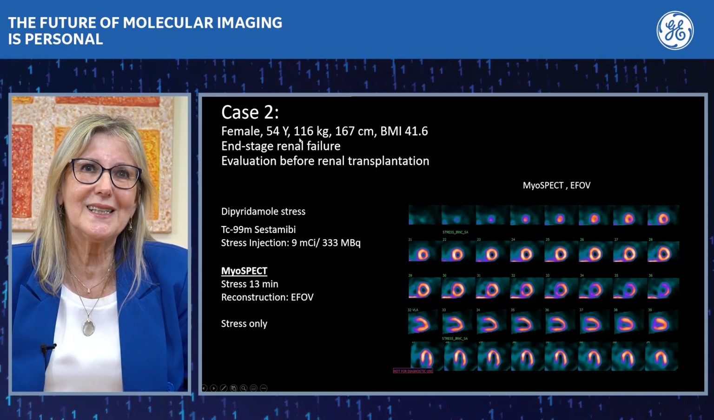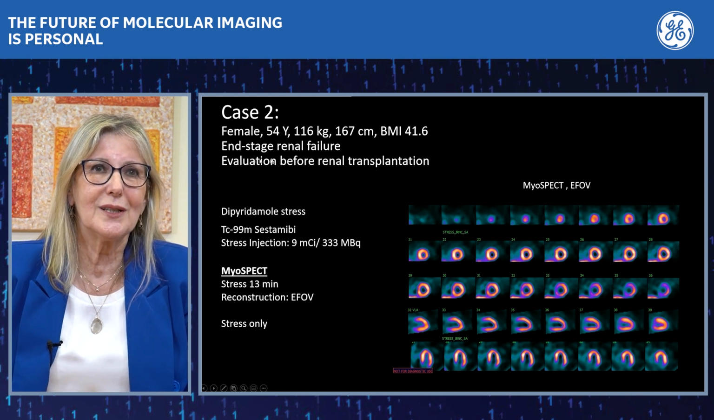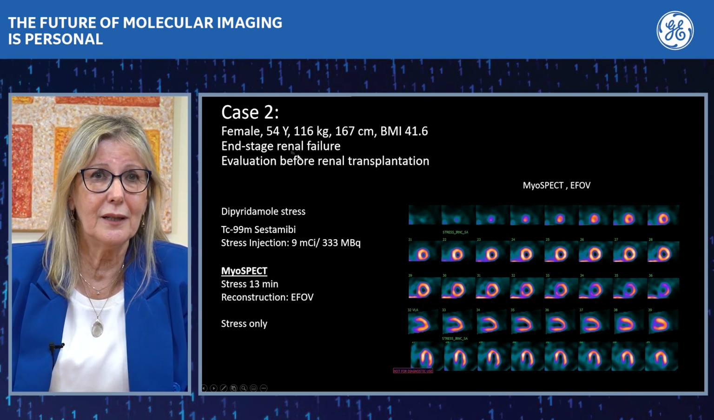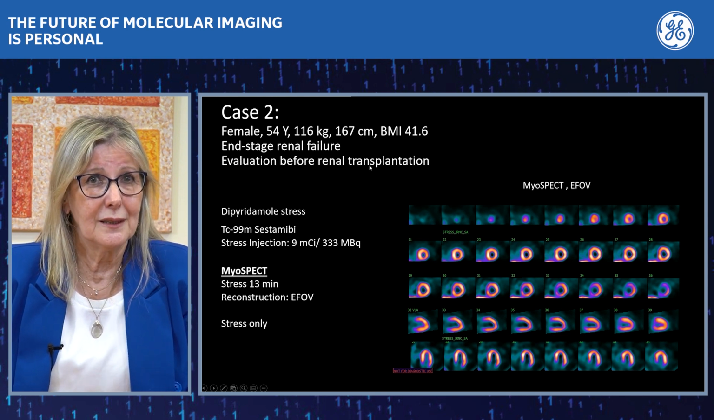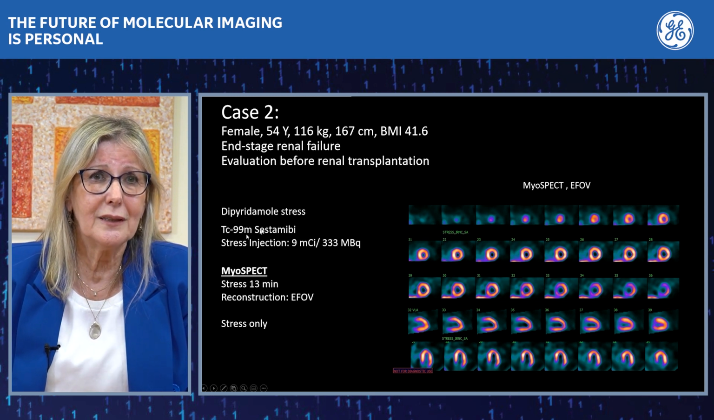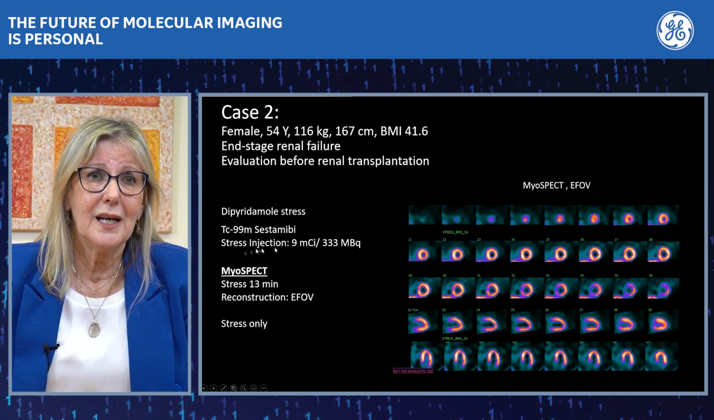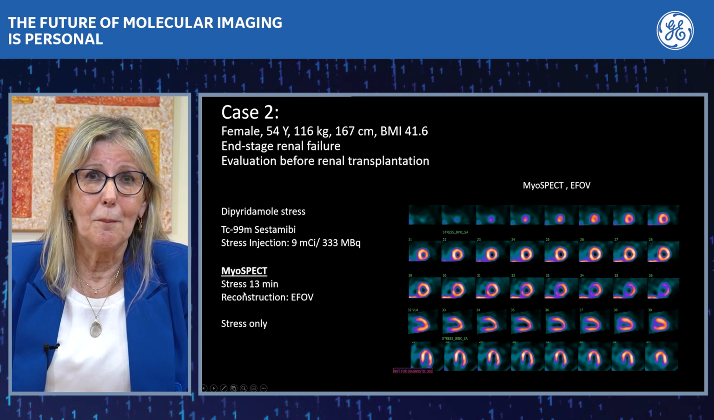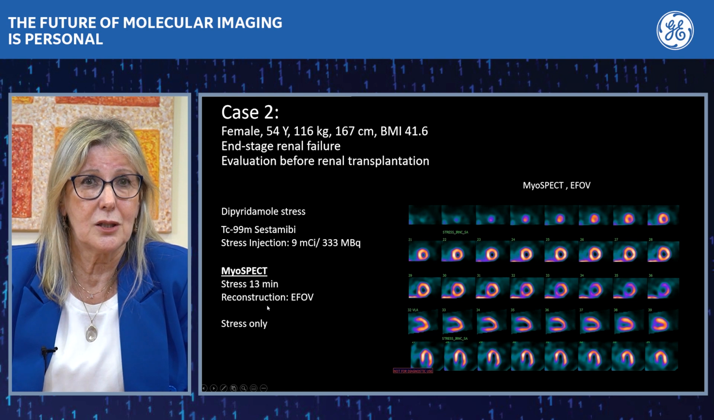So the second case is a female, 54 years old, weighing 116 kilograms with BMI 41.6. She suffers from end-stage renal failure and was referred as part of evaluation before renal transplantation. She had dipyridamole stress and was injected with technetium sestamibi, only 9 millicurie, a low dose, and imaged on the MyoSpect camera with the extended field of view reconstruction.